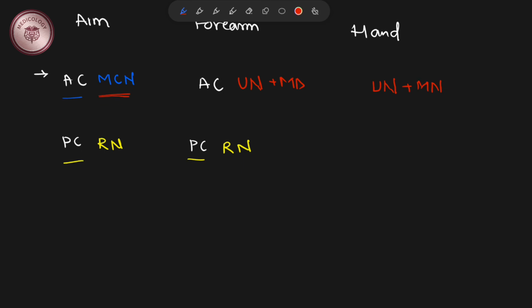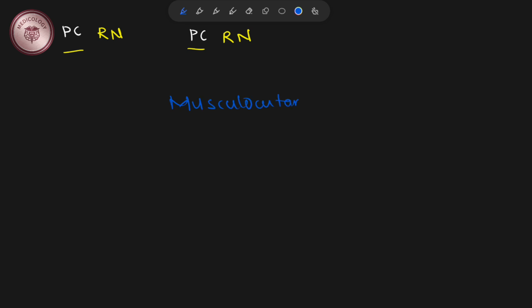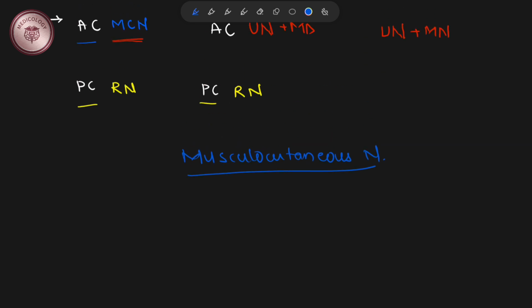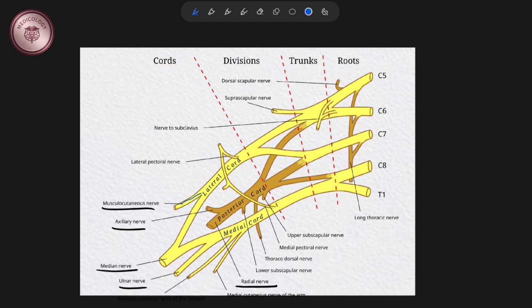First, we will learn about musculocutaneous nerve. Let's see the origin and the branches of it. As we learned in the first video of the brachial plexus, it is coming from the lateral cord. It is a branch of lateral cord, LML: L for lateral pectoral nerve, M for musculocutaneous, and L for lateral root of median nerve. So it is from the lateral cord.